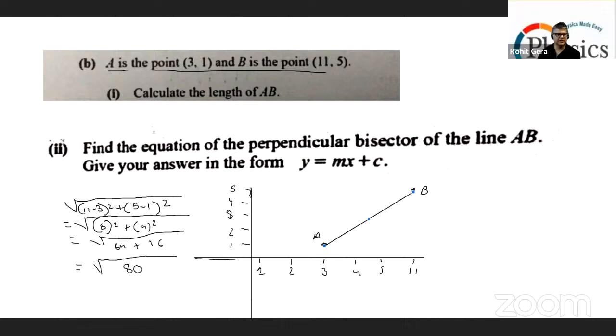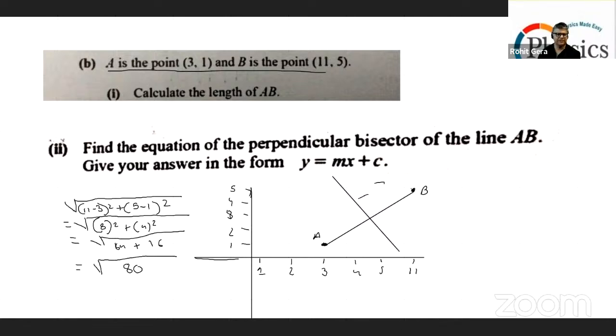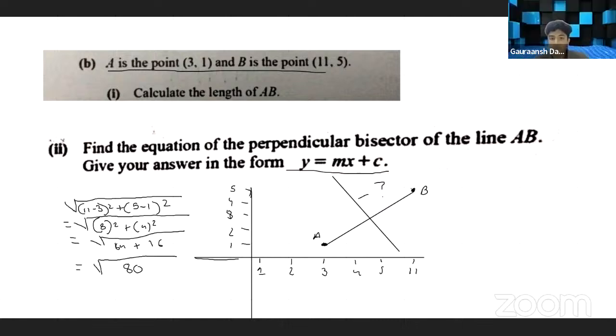That's your line segment. You have to find a perpendicular bisector to this. That will look like something like this, right? Passing through the midpoint and also intersecting it at right angles. You have to find the equation of this line. And the format which is allowed to you is this, which means you need to know the gradient of this line. Gradient of the line, slope.